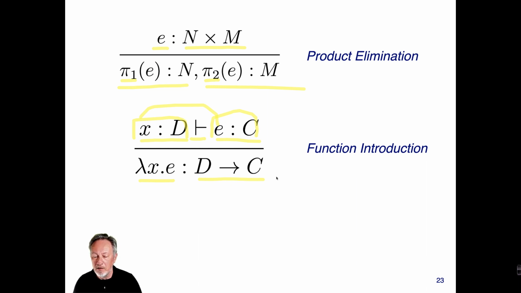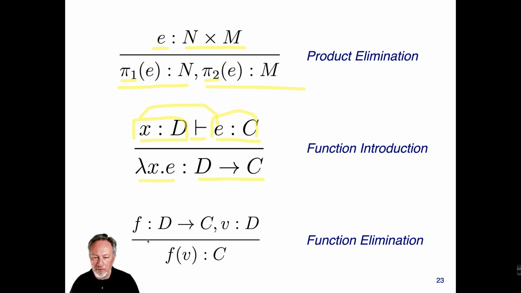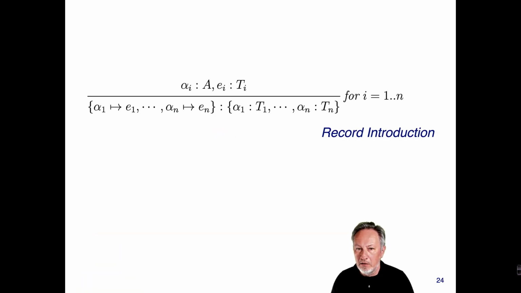Looks again a little bit funny, but once you're used to what this means, in a very compact way, it's telling you what the type of a function is. Next, we have function elimination. Once again, if I have a function f of type d arrow c, and I have a value v of type d, then f applied to v is going to be of type c. Again, it looks a little bit funny, but once you're used to reading these, it's extremely straightforward. This one looks terrible, but it's really very, very simple as well.